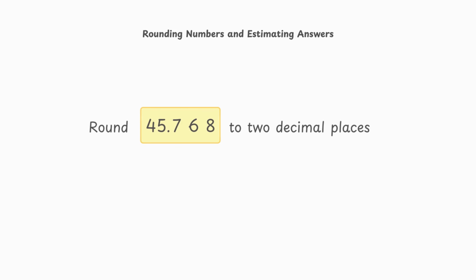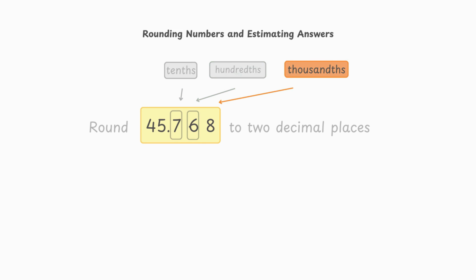We are rounding the number 45.768 to 2 decimal places. First, let's identify the decimal places. The first digit after the decimal point is the tenths digit. Here, that digit is 7. The next digit is the hundredths digit. That digit is 6. The third digit after the decimal point is the thousandths digit. That digit is 8. Because we are rounding to 2 decimal places, we keep the hundredths digit.